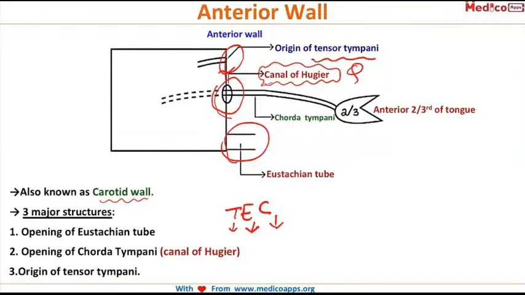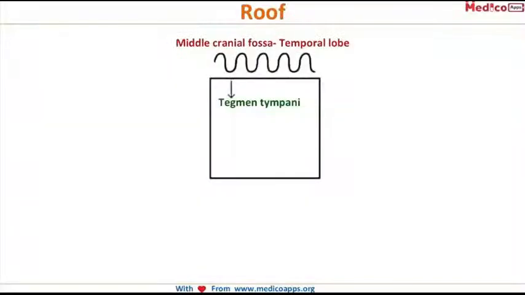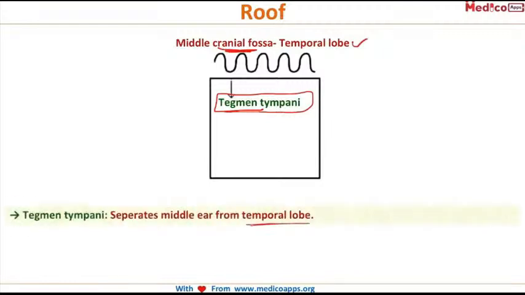Now let's look at the roof of the middle ear. The important structure we are looking at here is the tegmen tympani, and it separates the roof from the middle cranial fossa, mainly from the temporal lobe. So tegmen tympani separates middle ear from the temporal lobe. Please remember this. Tegmen tympani separates middle ear from temporal lobe.